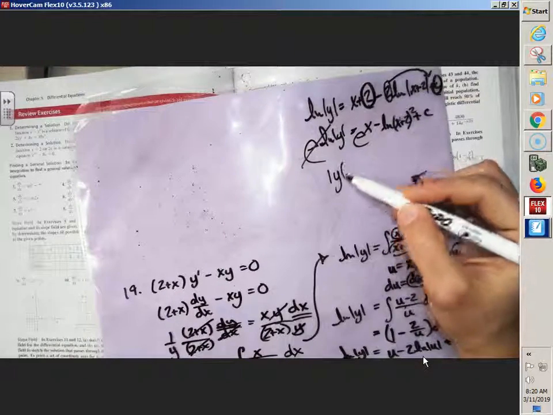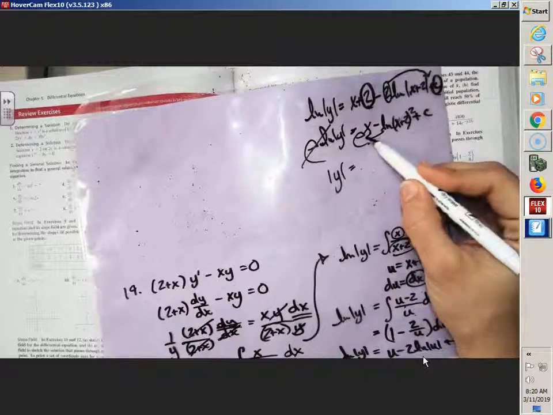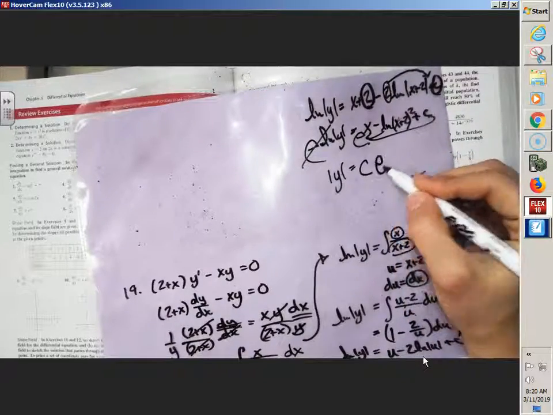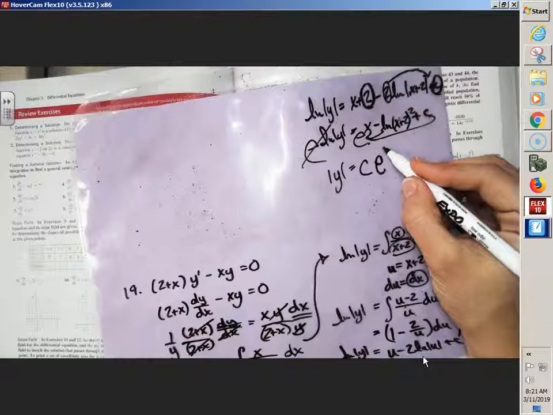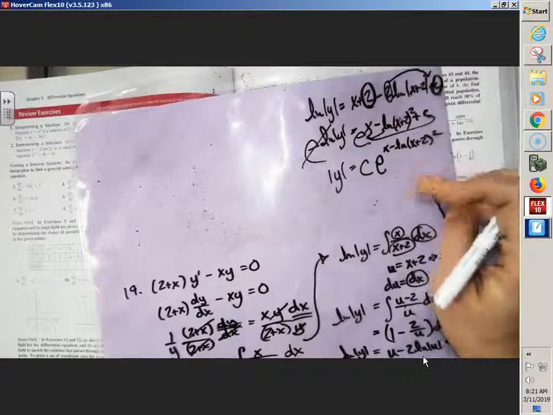So absolute value of y is equal to this part. I have e to this guy, I have e to that guy, and I have e to this c. That c can come in front. I still have e to the x minus ln of x plus 2 squared.